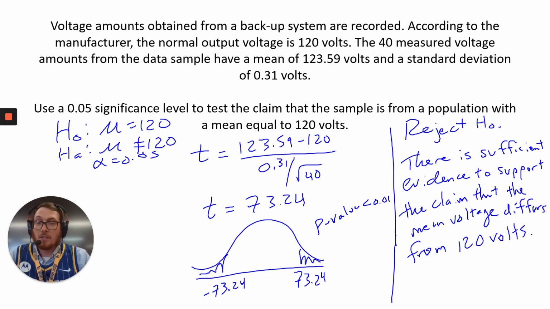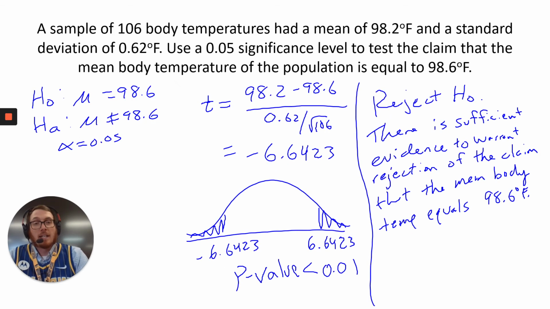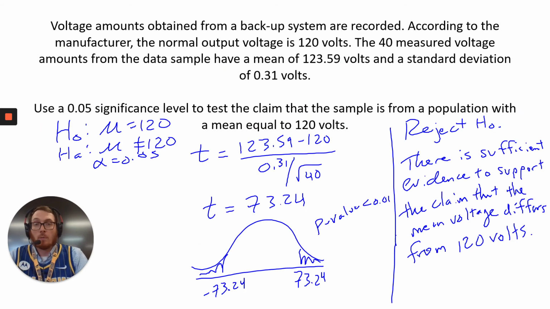There is sufficient evidence to support the claim that the voltage amount differs from 120. You could also write it similar to this last one. You could say it warrants rejection of the claim that it does equal 120. Both of those would be correct in an equal to, not equal to situation.